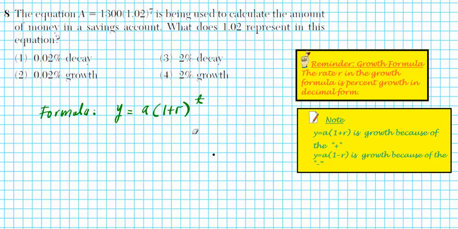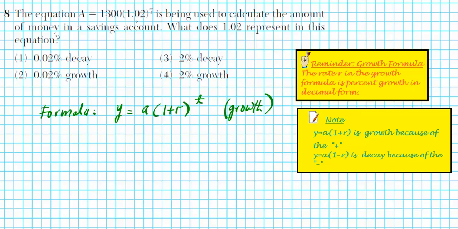So one thing you want to remember is that the r in the growth formula is the percent growth in decimal form. So the percentage was converted to decimal format before it's inserted into this formula. Okay, so that's something to keep in mind. Another thing to note is that this is a growth formula because of the plus. This plus you have right here makes it a growth formula. If it were 1 minus r, then you would have a decay situation. All right, so with these points in mind, let's go ahead and solve the problem.